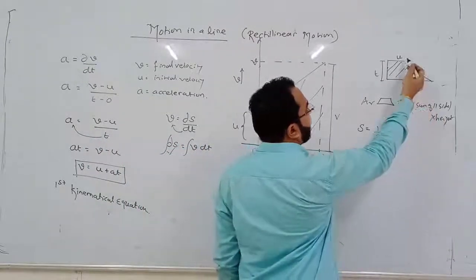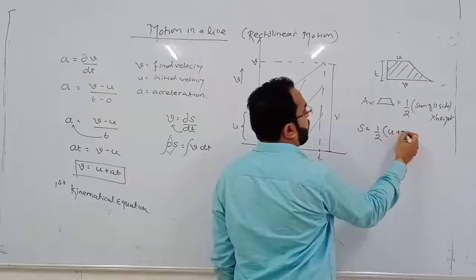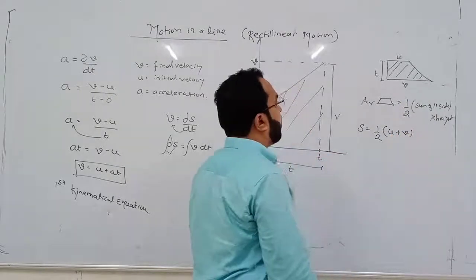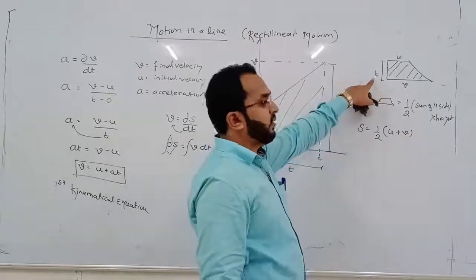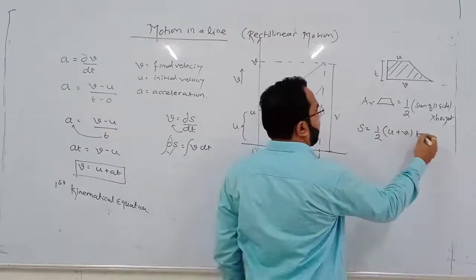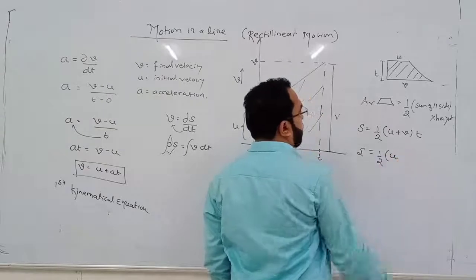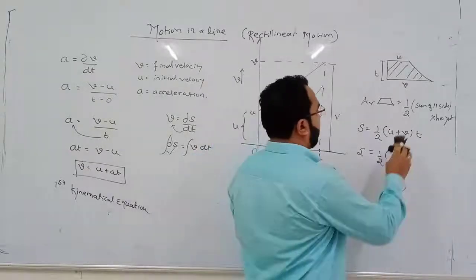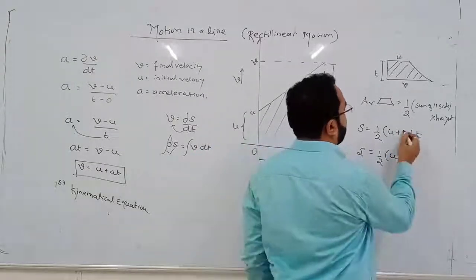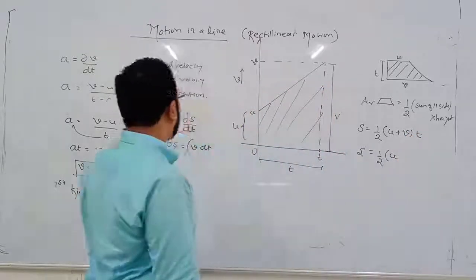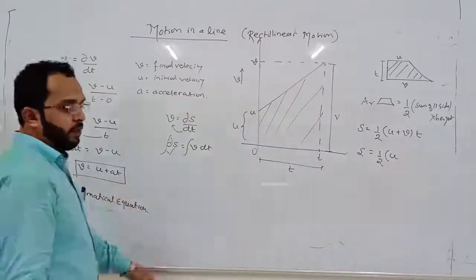Half. What are the parallel sides? u and v. u plus v into height. What is the height? t. Height is t. So displacement is equal to half u. In place of this v, I will write u plus at from equation 1.